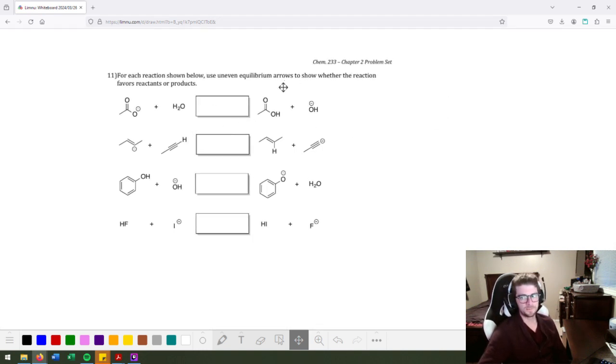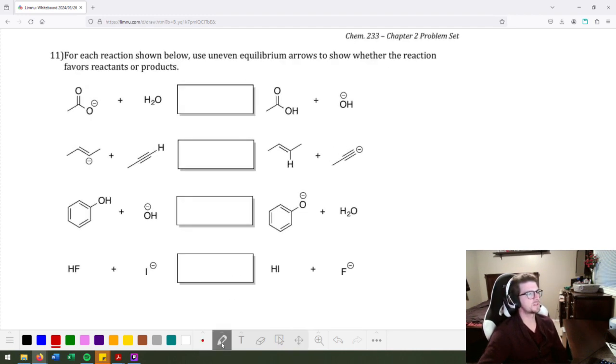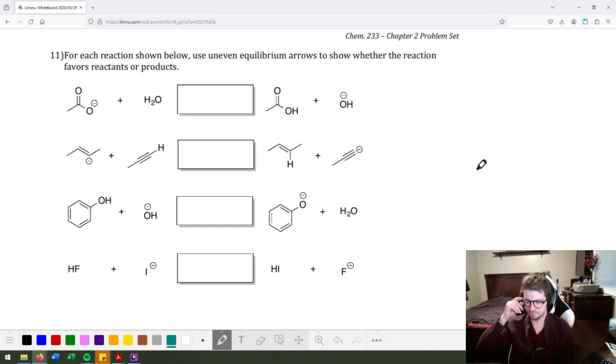Okay. So this is kind of the same thing again, but we'll go through it actually, because this is a little bit of a twist on it. So let's use uneven equilibrium arrows.